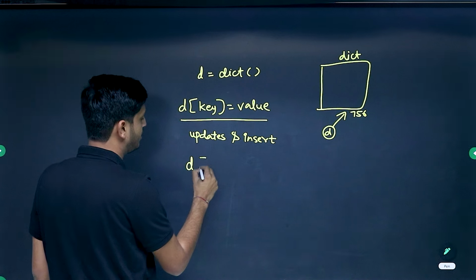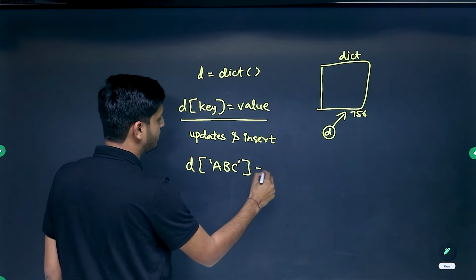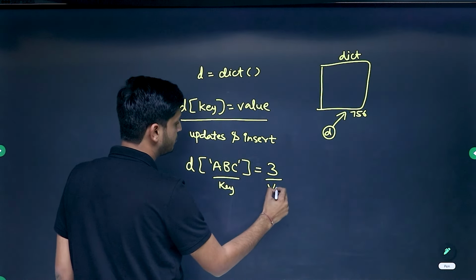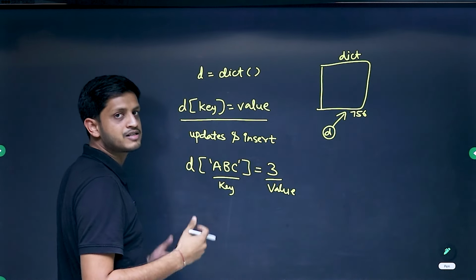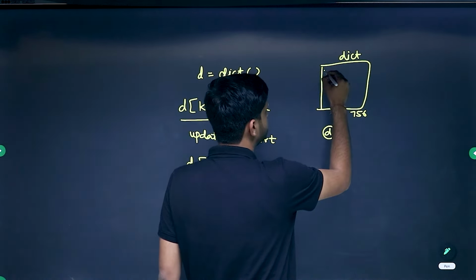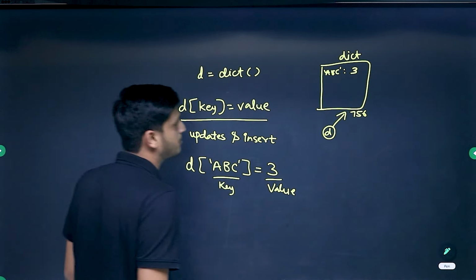So if you just write d of, let's say, string abc is equal to 3. So this will be the key and this will be the value. Right now the string abc does not exist as a key in this dictionary. There is nothing in the dictionary. So it will insert a key value pair abc comma 3. Key abc has a value 3 in the dictionary in memory.